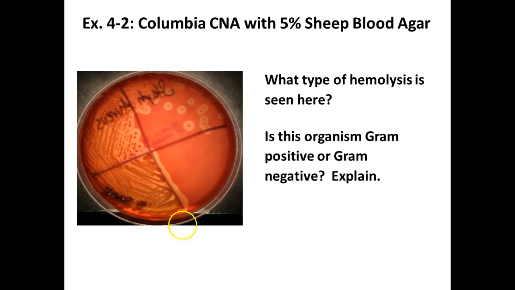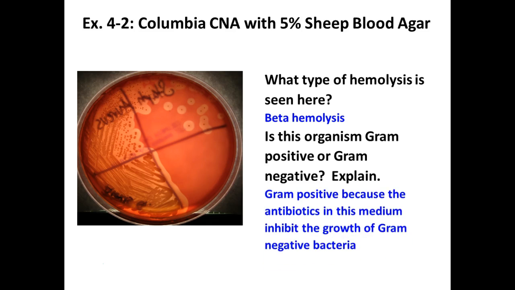So again, right, do you see the clearing around the growth? This is complete lysis. So this would be what? Alpha or beta? This one's beta, right? Is this organism gram-positive or gram-negative? It's got to be positive. Why? Because there's growth, and gram-negative is what? Killed by the colistin and nalidixic acid, the two antibiotics, right?